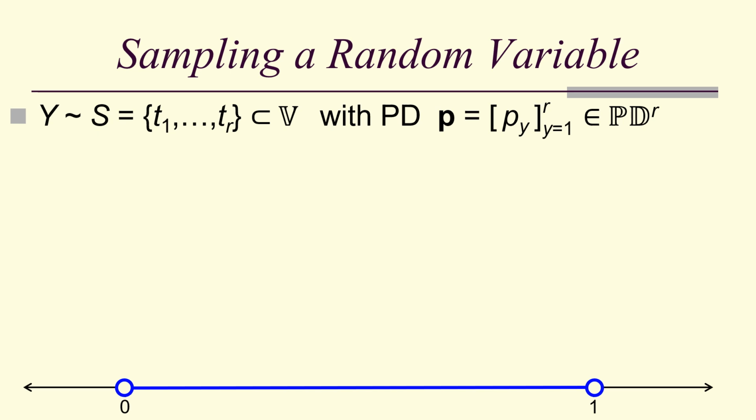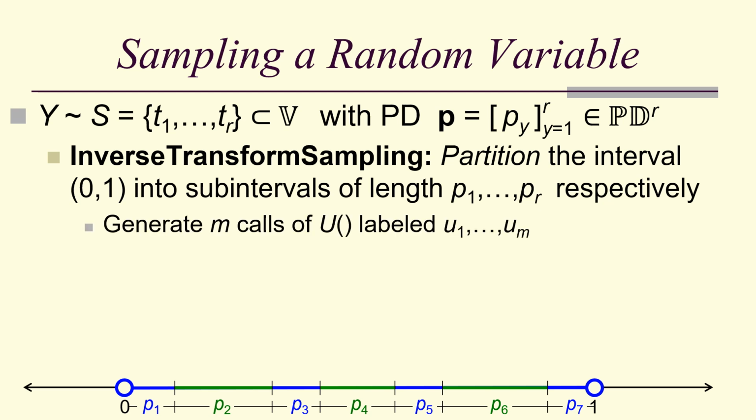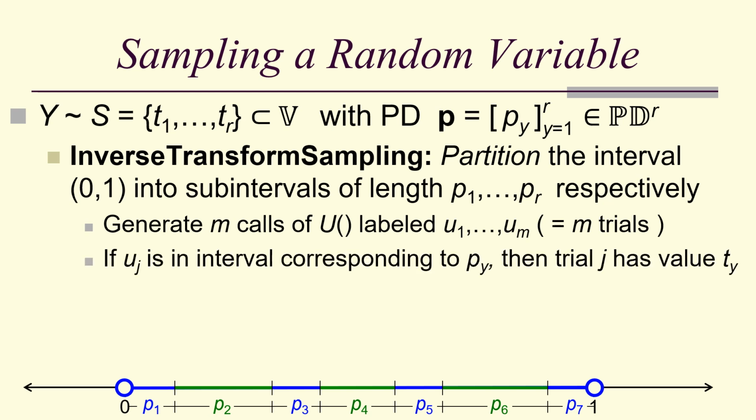So we've got y associated with S, R outcomes, and some probability distribution P in the probability distribution space. This V here is a vector space. It doesn't matter which one, but right now R^N or the grayscale image space. Inverse transform sampling is where you partition the interval [0, 1] into subintervals of length P1 to PR respectively. Then you generate M calls of U, labeled U1 to UM. These are M trials. If U sub j is in the interval corresponding to P sub y, then trial j has value T sub y.